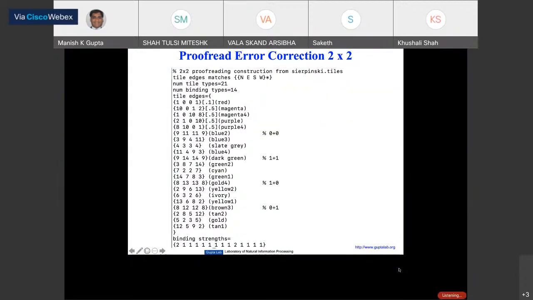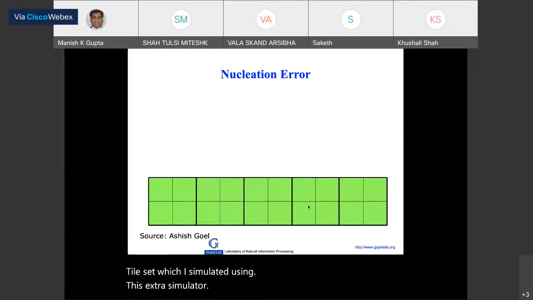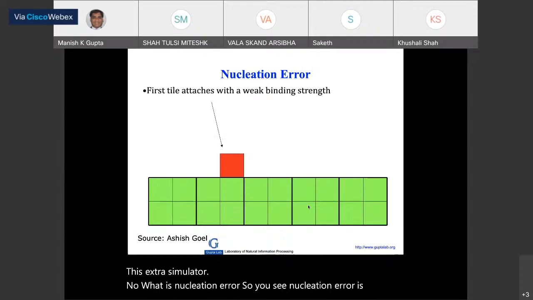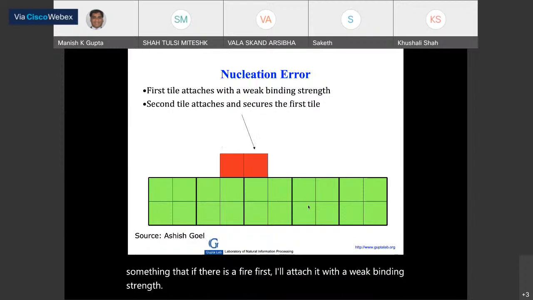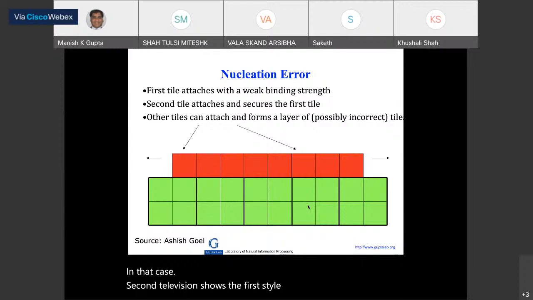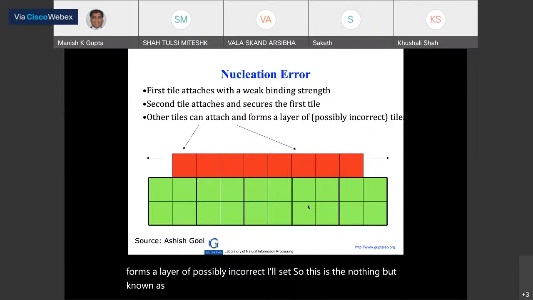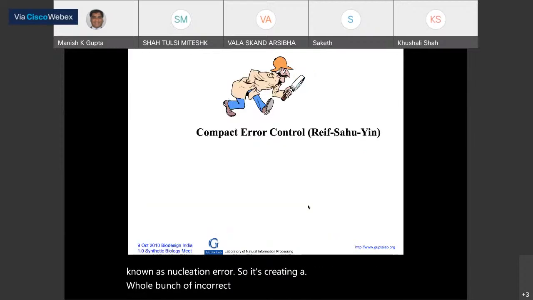So this is the proofread tile set which I simulated using this xgrow simulator. Now, what is nucleation error? Nucleation error is something where, if a first tile attaches with a weak binding strength, in that case a second tile attaching secures the first tile, and other tiles can attach and form a layer of possibly incorrect tiles. So this is nothing but what is known as nucleation error. It's creating a whole bunch of incorrect tiles in place.